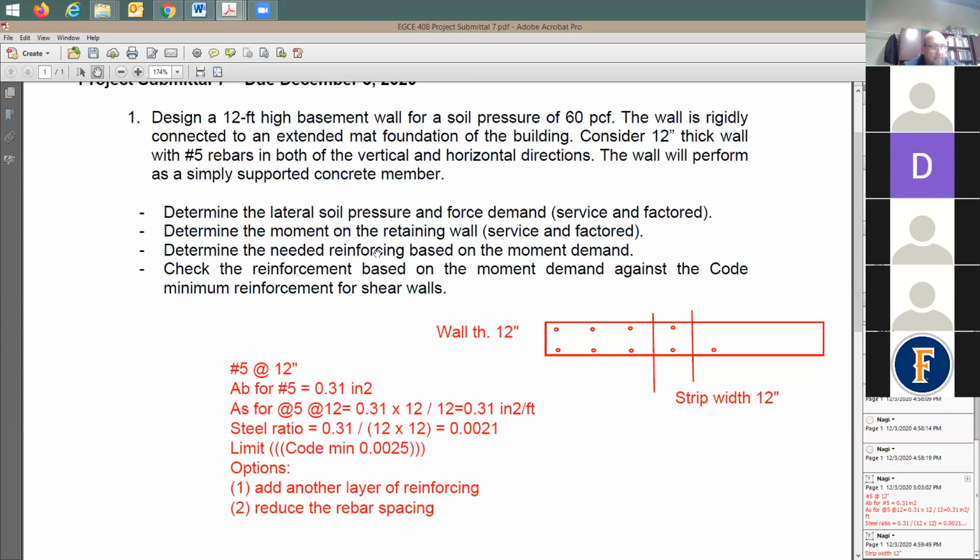Professor, we do this because in this case the steel ratio is low, not exceeding the 0.0025. Yes, because it needs to go beyond this. Once I go here to 12 inch, I'd like to go with another layer of reinforcing. So this is going to be my best guess. I'm going to say go for this.